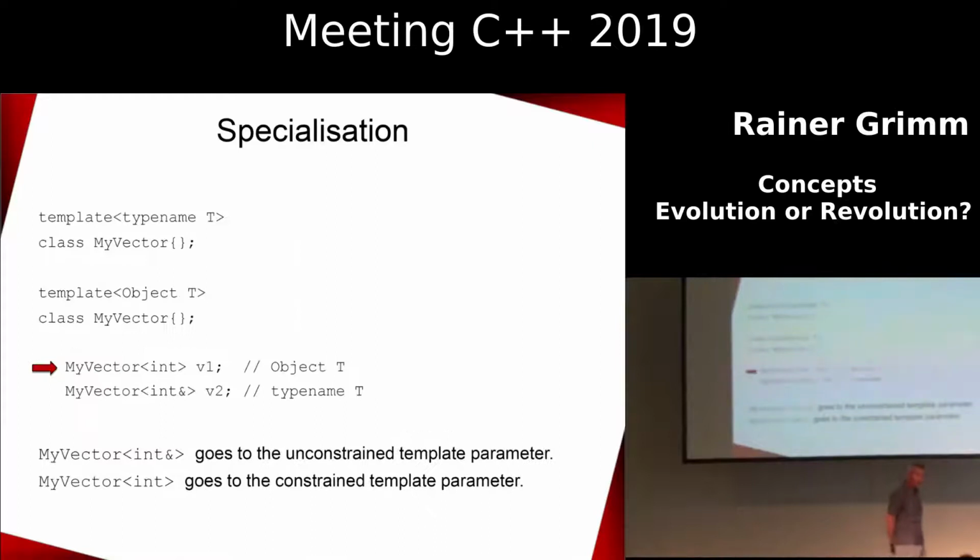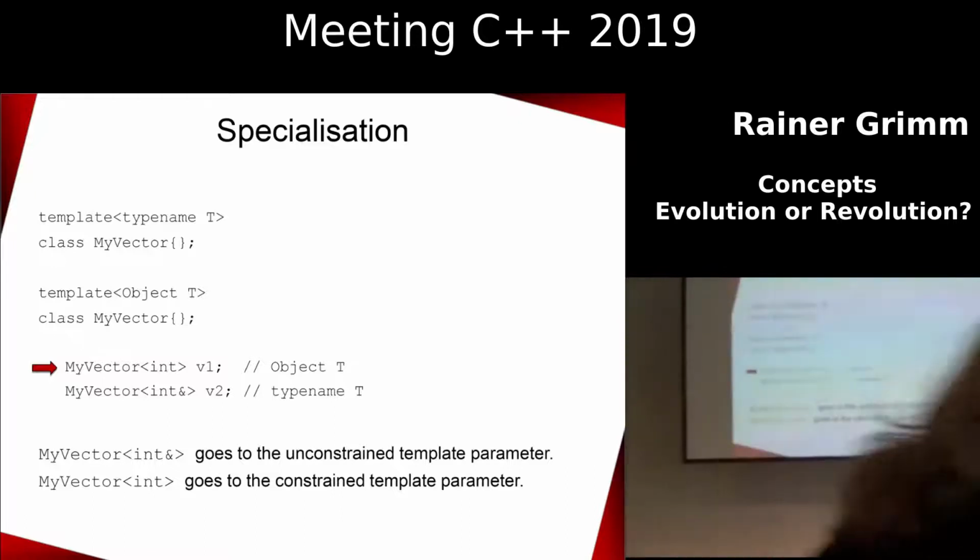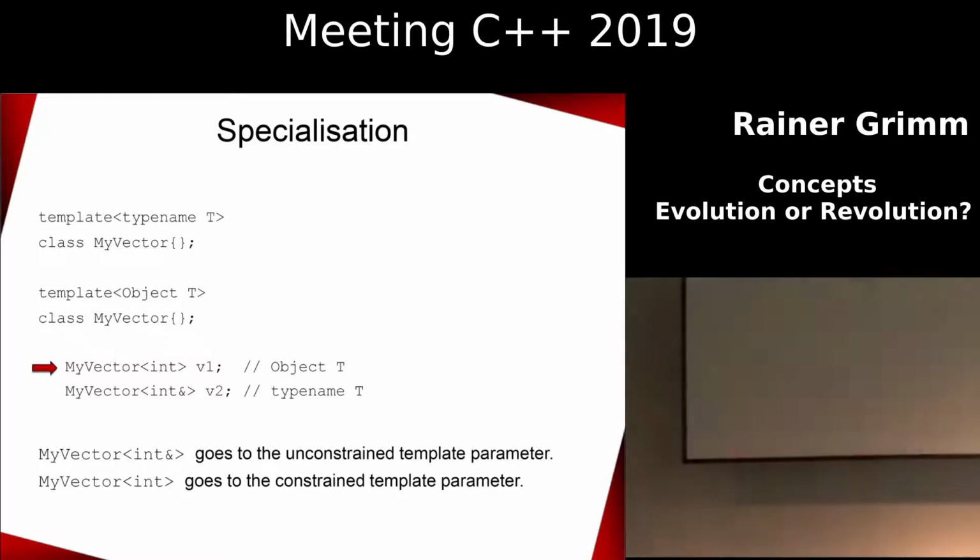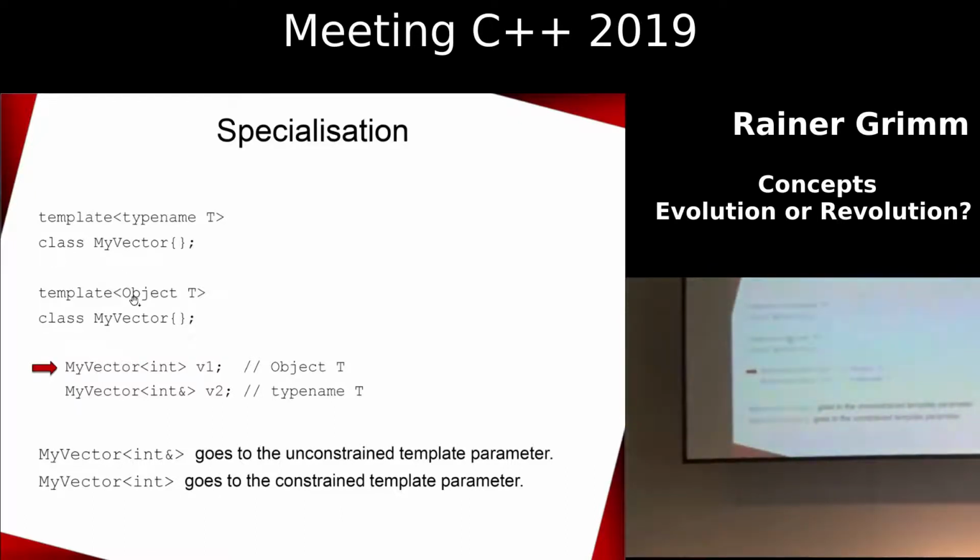Okay, you can specialize on concepts. You see, boring, it just works. I have the primary or general class template. You see it, typename T. And I make a partial specialization on object, which means when I invoke it on int, this partial specialization would be chosen. When I invoke it with int ref, the general version or the primary class template would be chosen. Okay, it just works.